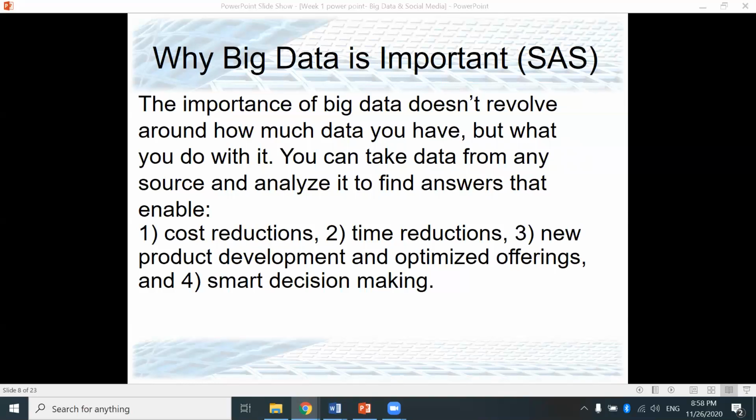So, the importance of big data. Why is big data important? Because of what you can do with that data. You can take data from any source and analyze it to find answers that enable you to do a lot of different things. For example, you can reduce cost, reduce time, develop new products, and make smart decisions as well. So there are a lot of benefits of big data. Insurance companies, for example, benefit from that. They analyze data for fraud reduction and so on.